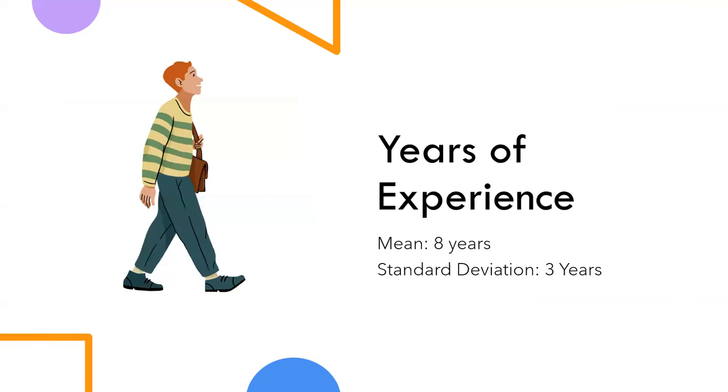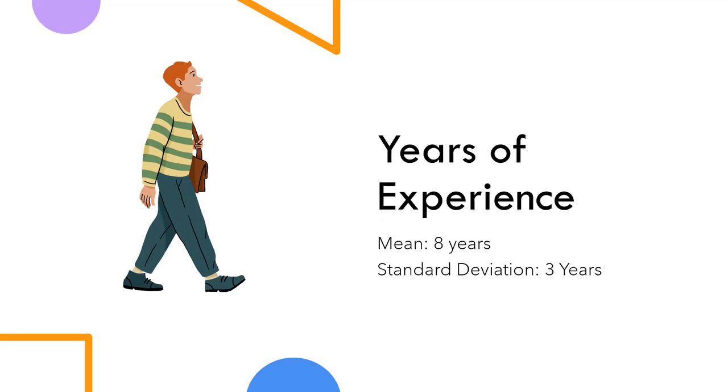And then we want to look at years of experience because anecdotally, we might think that the longer we work, the more money that we'll make. What we see in this specific data set is that the average number of years a person is working is 8 years, but we see that some people are working with a standard deviation of 3.